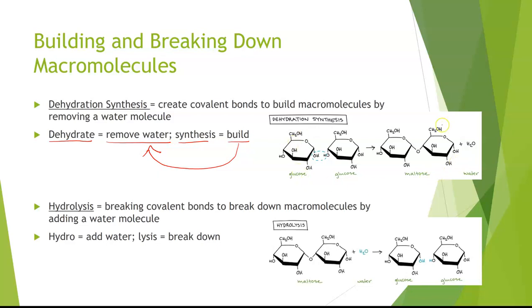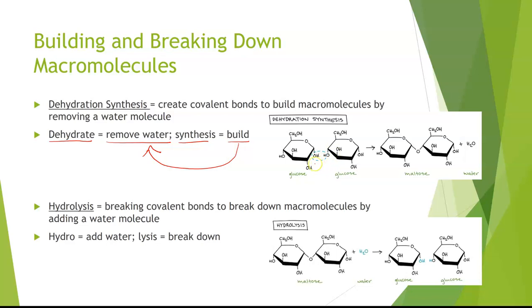So if you look in the example here, we have 2 glucose molecules. And if you notice, at the end of the glucose molecules is a functional group. I'm going to give you a second to see if you can remember which one it is. An OH is a hydroxyl. So you have a hydroxyl group and a hydroxyl group at the end here.